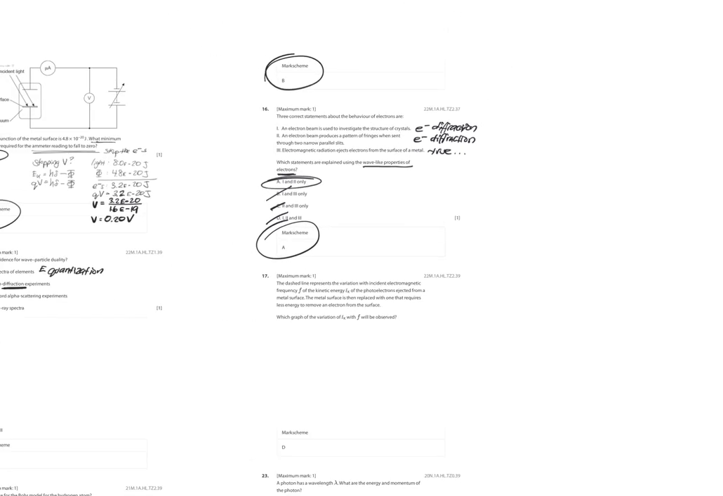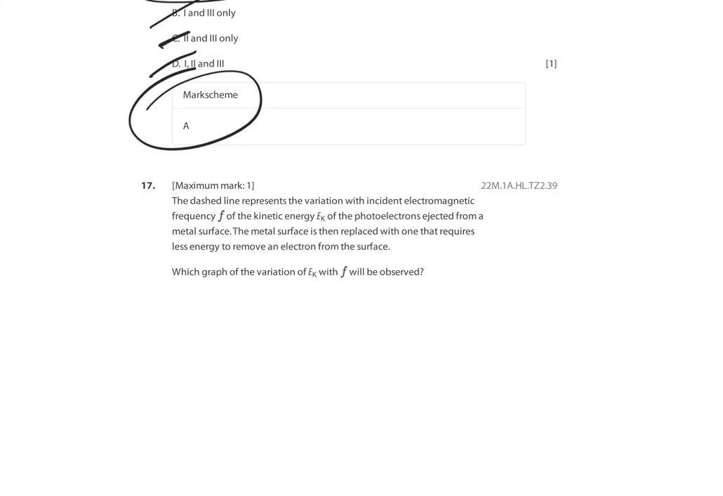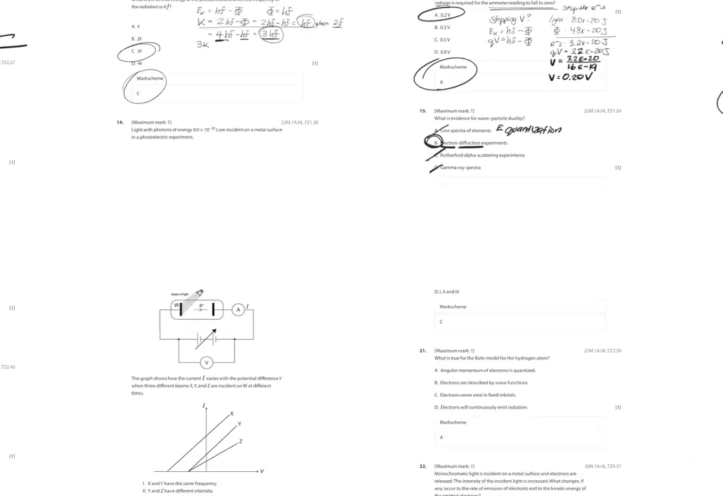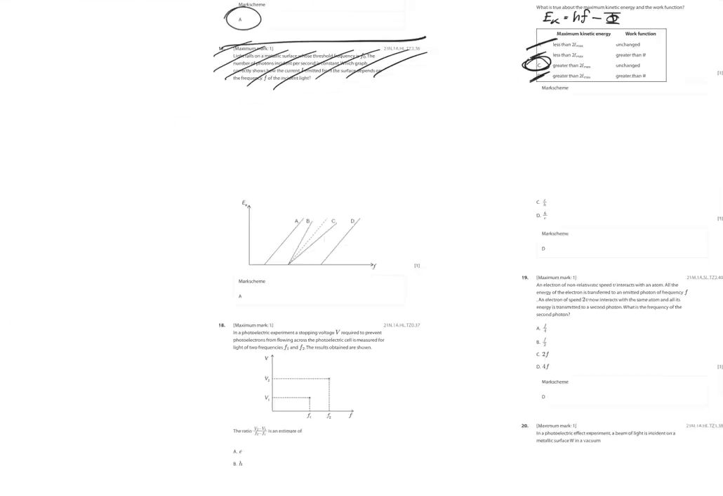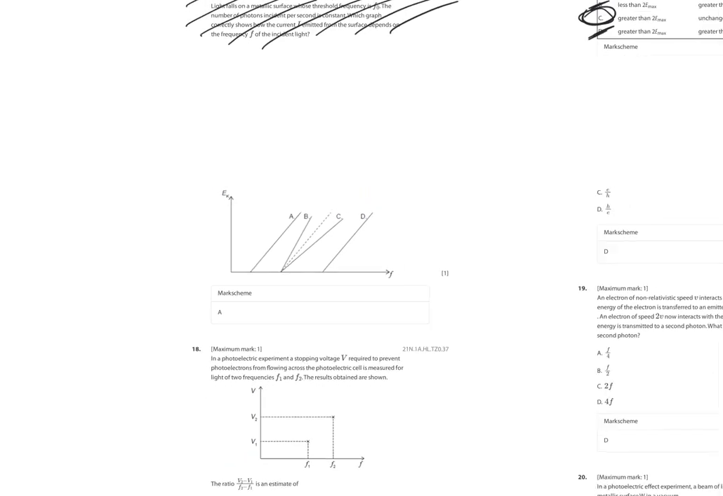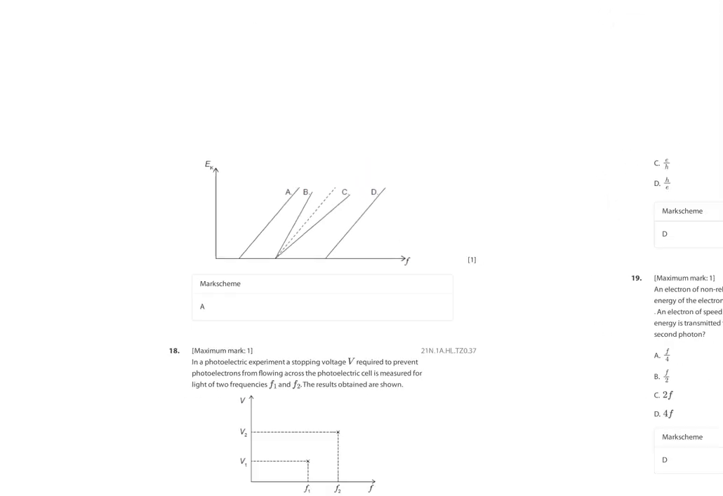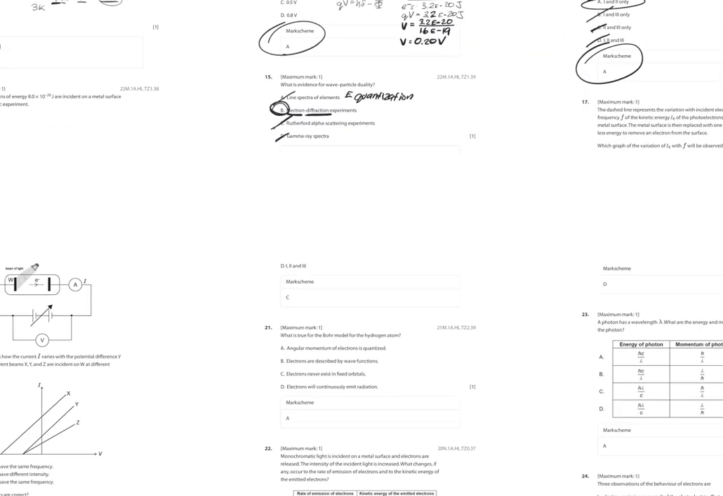Okay, 2 more problems in this video. We have number 17. Dashed line represents variation with incident electromagnetic frequency of the kinetic energy of the photoelectrons ejected from a surface. It's then replaced with one that requires less energy to remove an electron. What is the variation of kinetic energy with frequency? And of course the page breaks badly, so we have to go look at the graphs all the way over here. Ooh, that's messy. The dashed line is what it was originally, right?